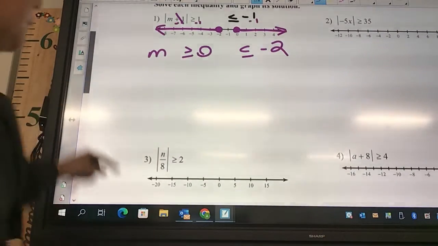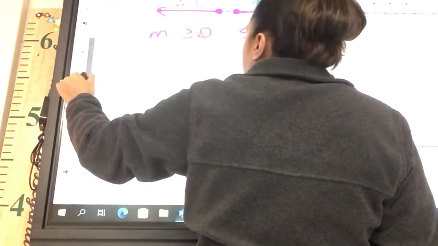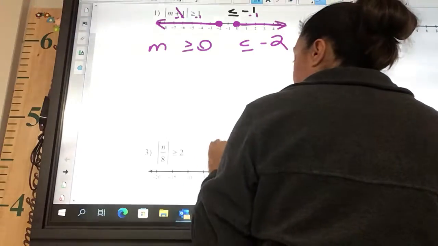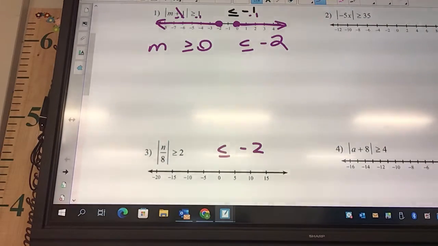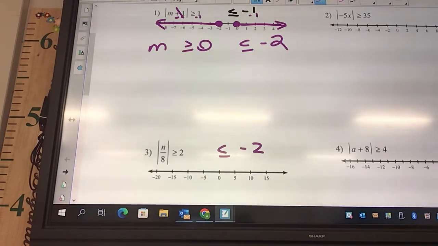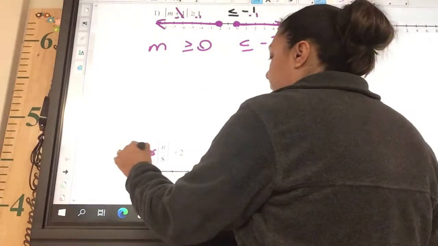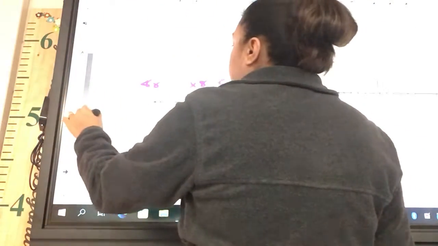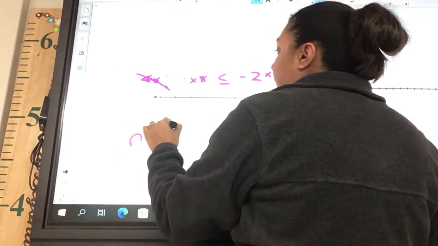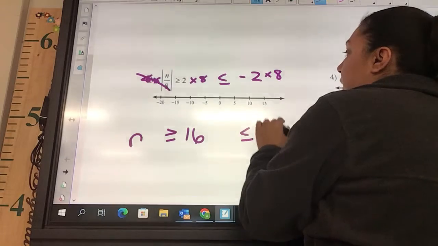Okay, look at number 3. We're going to flip it and make it a negative. Okay, how do I solve for n? Multiply by 8. So you're going to times all these pieces by 8. So you're going to get n, you're going to get 16 and negative 16.